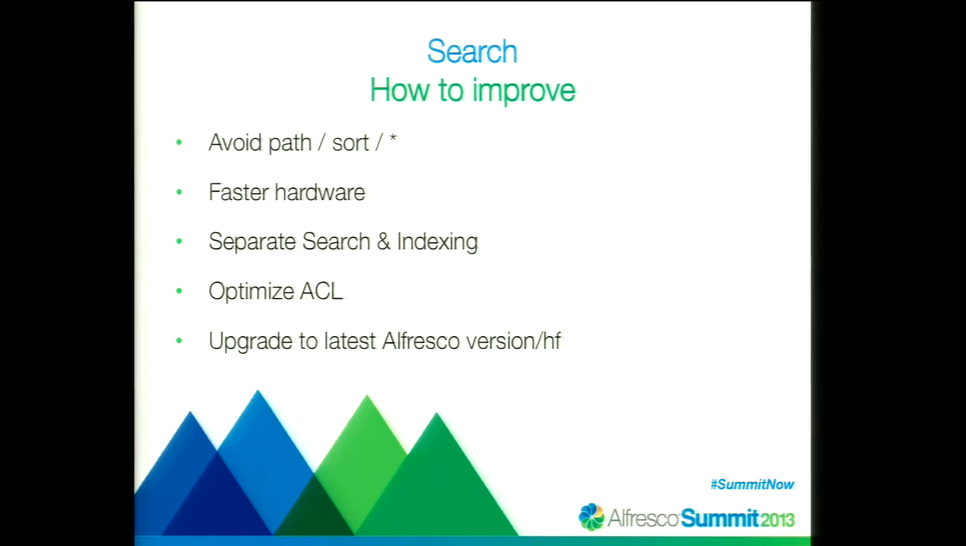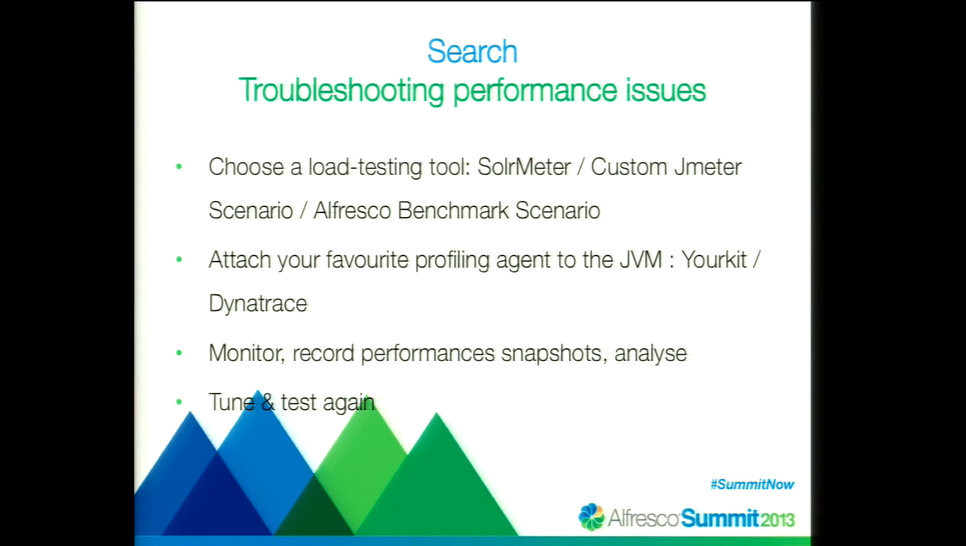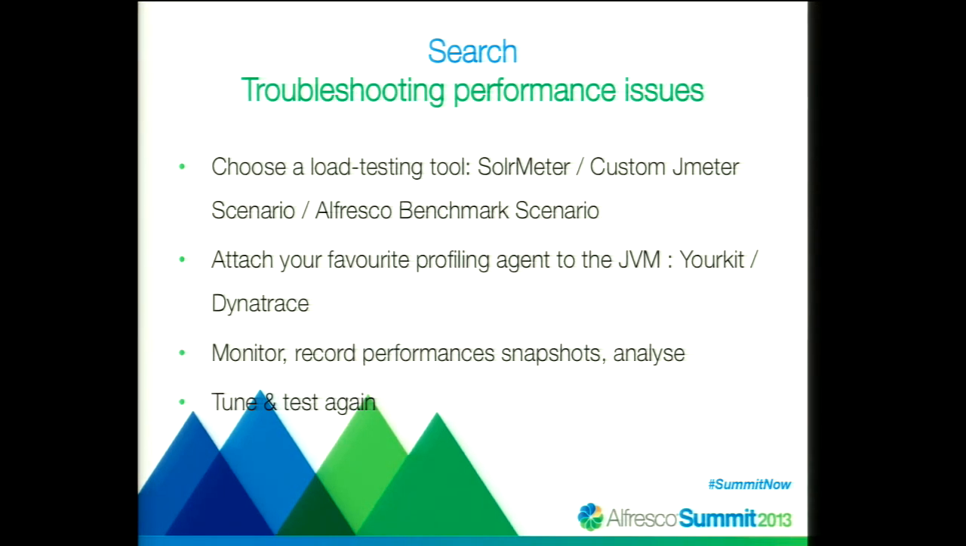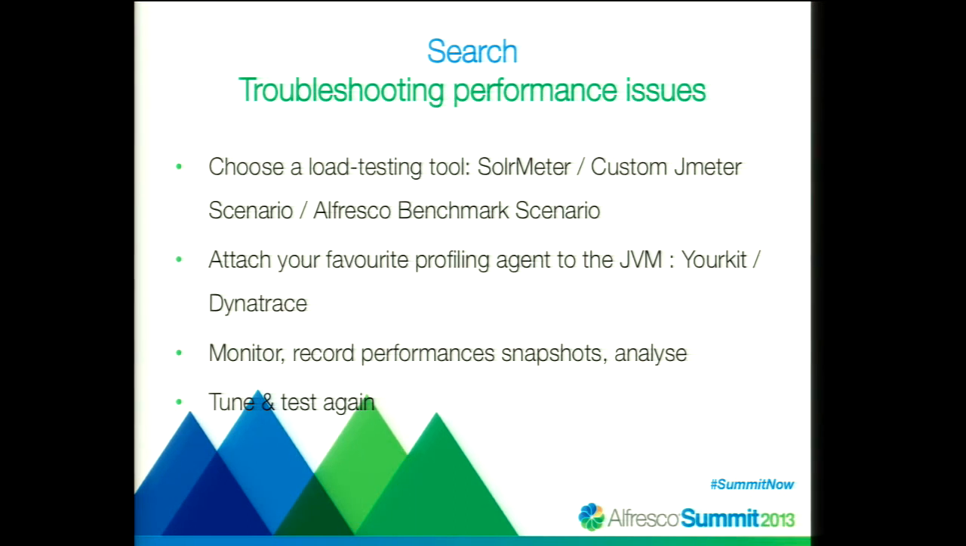So if you can just put in your roadmap to upgrade to minor versions, maybe you will get important performance improvement between your current version and the target version. So for search troubleshooting, first you will need to choose a load testing tool and design your scenario, maybe a SolrMeter, a custom JMeter scenario, or maybe you can use the default Alfresco benchmark scenario.